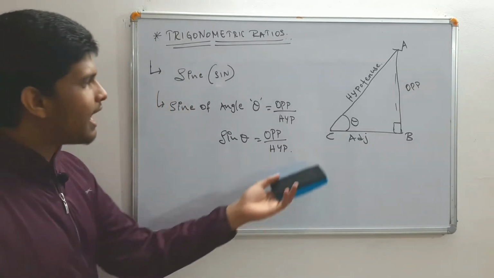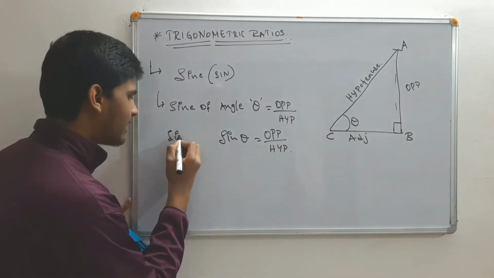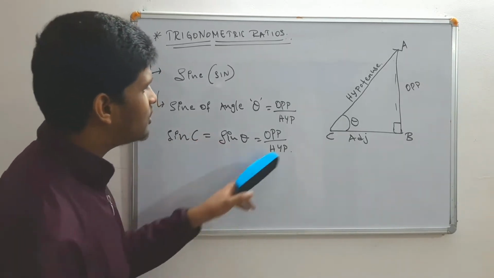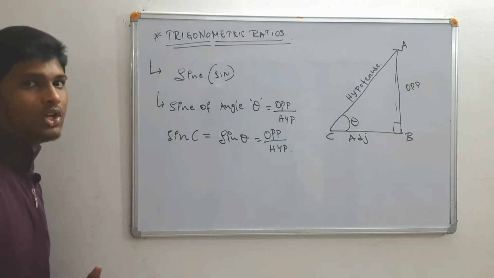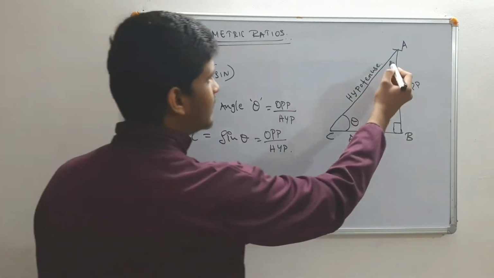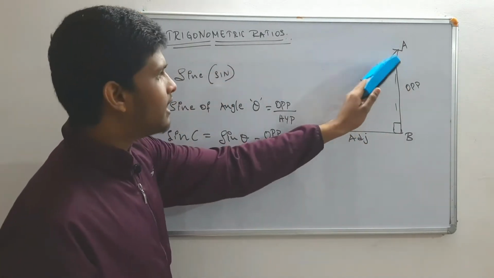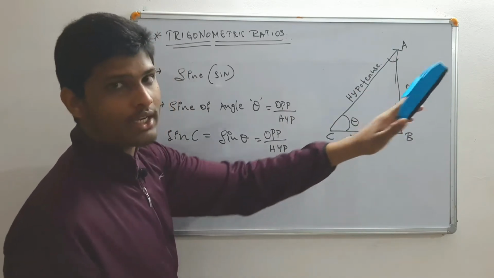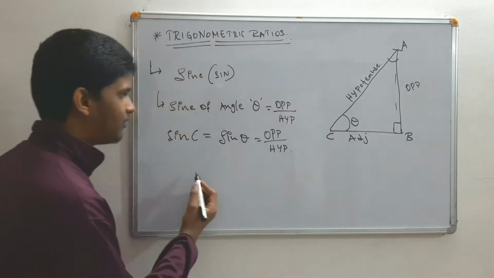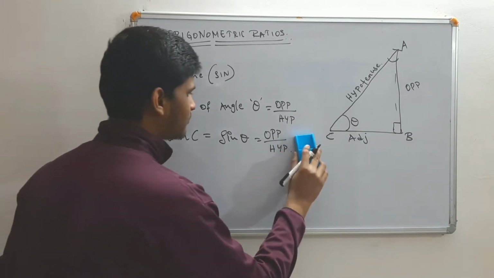Here we consider angle theta to be angle C, so sine theta can become sine C. Sine C is equal to opposite side by hypotenuse. Or if you consider this angle theta to be angle A, meaning if you consider this angle as the main angle, then according to this angle A, the opposite side will become BC and the adjacent side will become AB. So if you consider like this, what will sine C become?